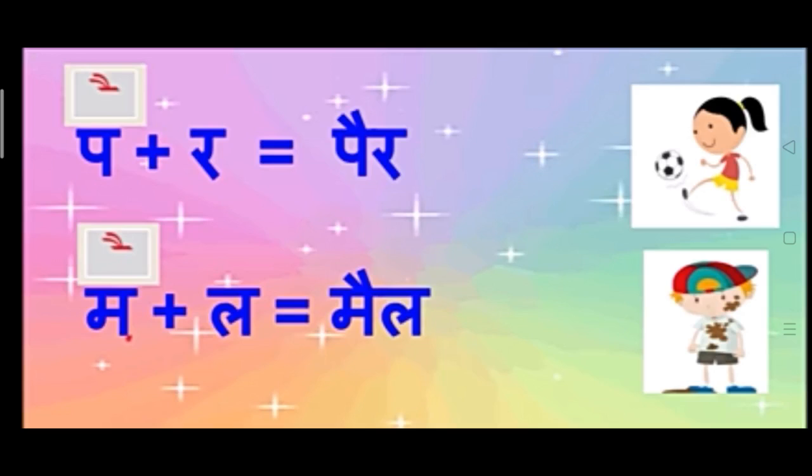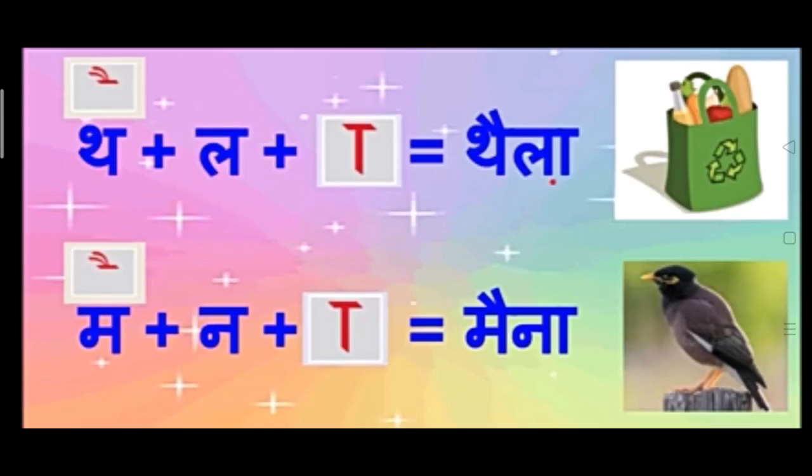Mile. Okay. First one, pa upside two slanting lines. What is that? I ki matra, pi plus ra, pyre. Second one, ma upside i ki matra, mi plus la, mile. Understood, everyone? Yes. Two more examples we are going to see.